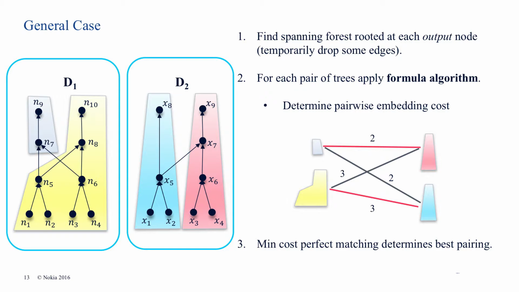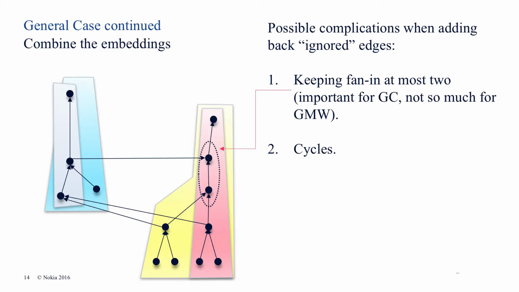And then we put the edges that we dropped back, and we hope that everything is still okay. So everything is not still okay, we have to fix some things, and the two things actually that we need to fix is that the fan-in can become too large, because when you reinsert the edges that you dropped, you can increase that. So that's important for garbled circuit, and actually, interestingly, with the new observation, it's not so much important for GMW, but we still try to keep it for fan-in too. And we solve it simply by adding an extra edge, an extra node.